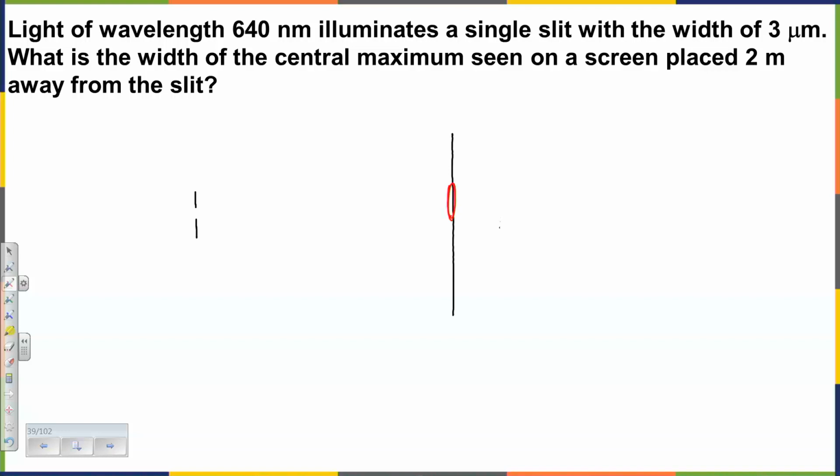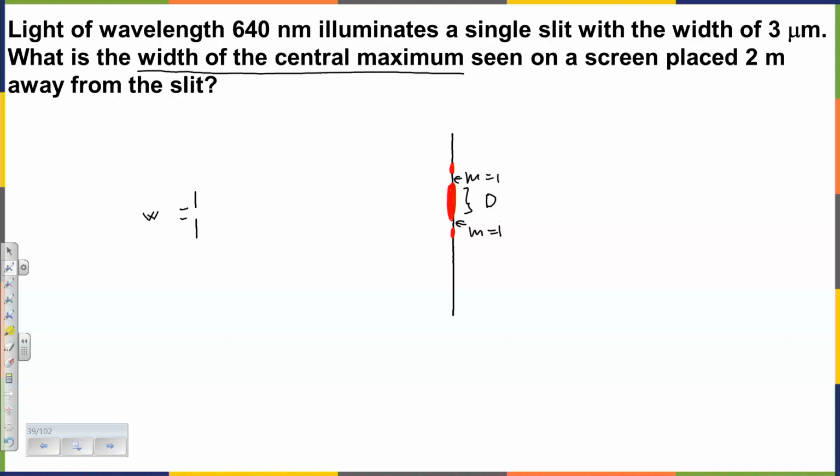So we should see a very, very bright spot right in the middle. This is the first minimum on one side, left or right side. This is the first minimum on another side. What we're looking for is the width of the central maximum, and this is this. I know there is no standard letter. I don't want to use W. W is this, the width of the slit. Let's call it D, like a diameter or something.